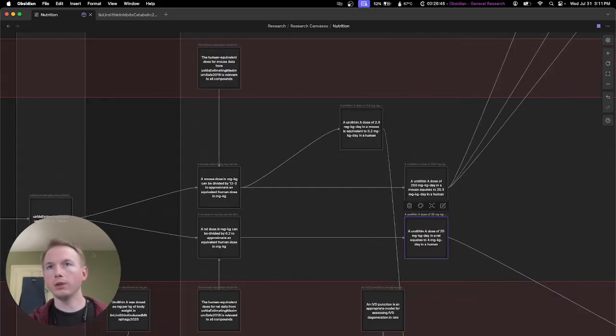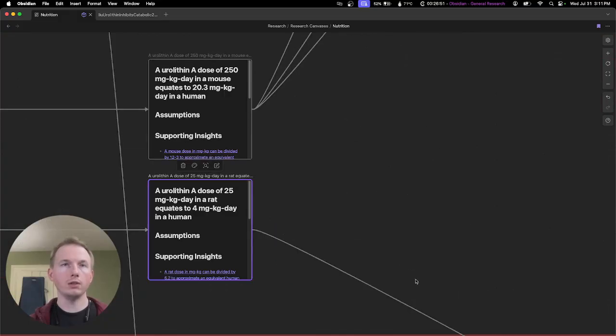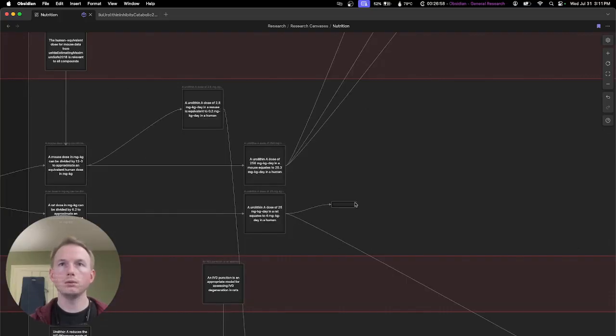Okay, so they use 25 milligrams per kilogram per day. So actually I could have done that here. I'm just going to do a placeholder.